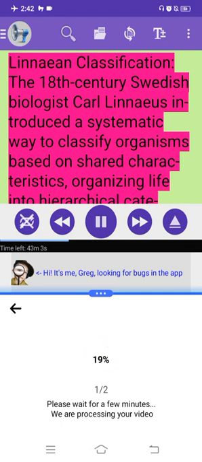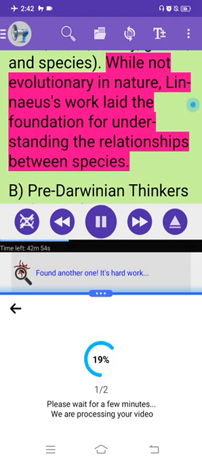Linnaean classification. The 18th century Swedish biologist Carl Linnaeus introduced a systematic way to classify organisms based on shared characteristics, organizing life into hierarchical categories: kingdom, phylum, class, order, family, genus, and species. While not evolutionary in nature, Linnaeus's work laid the foundation for understanding the relationships between species.